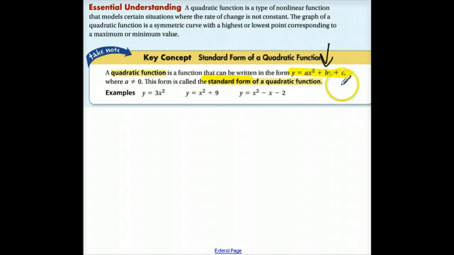If it were in any other order, it would still be a quadratic function, it just wouldn't be in standard form. So 3x squared, even though you don't see a bx plus c, those values are just 0. So that is a quadratic function. x squared plus 9, x squared minus x minus 2. All quadratic functions, you're looking for that power of 2.